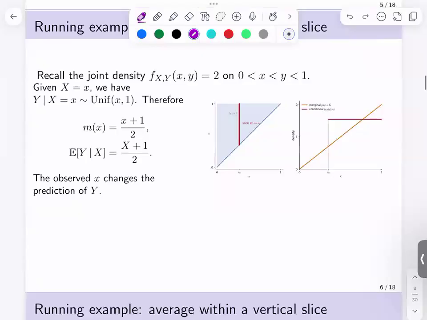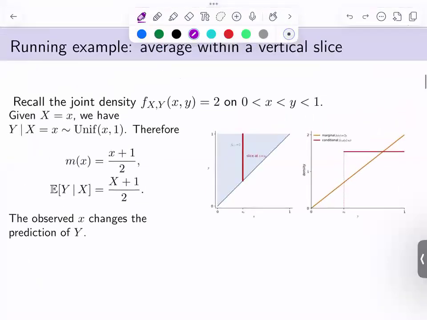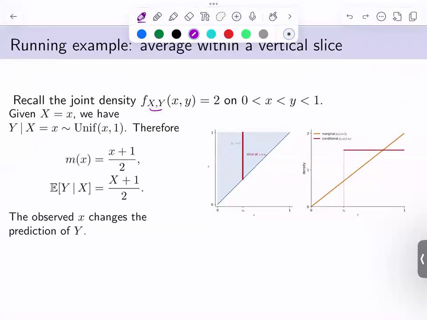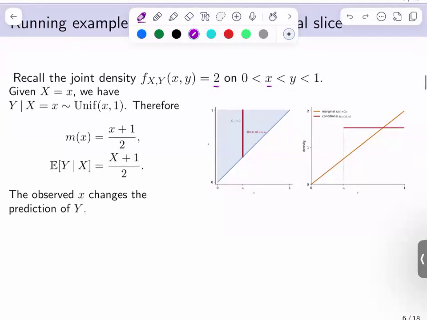So let's do an example, maybe it becomes more clear. Recall this setting where we had a pair of random variables that has the density 2 on this triangle. So this is saying in the region where x is less than y, which is this region on the xy plane, I have uniform mass because the area of this triangle is 1/2. The density has to be 2 for this to integrate to 1. Okay, so it's 2 on this region and 0 otherwise.